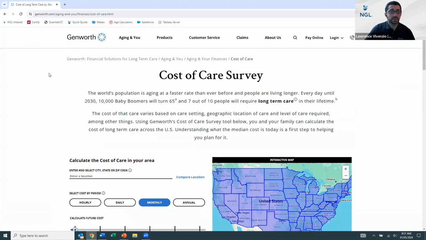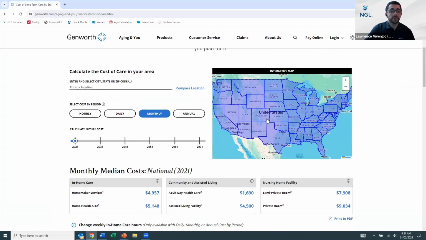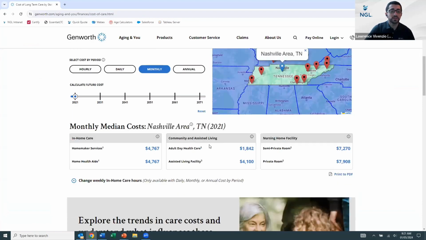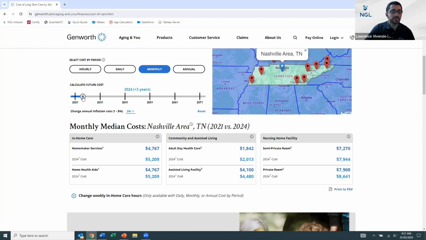And as you saw, I just Googled Genworth cost of care. And you've got your U.S. map. I happen to be in Tennessee, so I'm going to click on Tennessee, and I'll just click on the Nashville area, and we have honed in on my local cost of care here in Nashville. Okay, this study, they last updated in 21, so let's go to 2024, assuming a 3% inflation rate on the cost from 21, which is probably about fair.